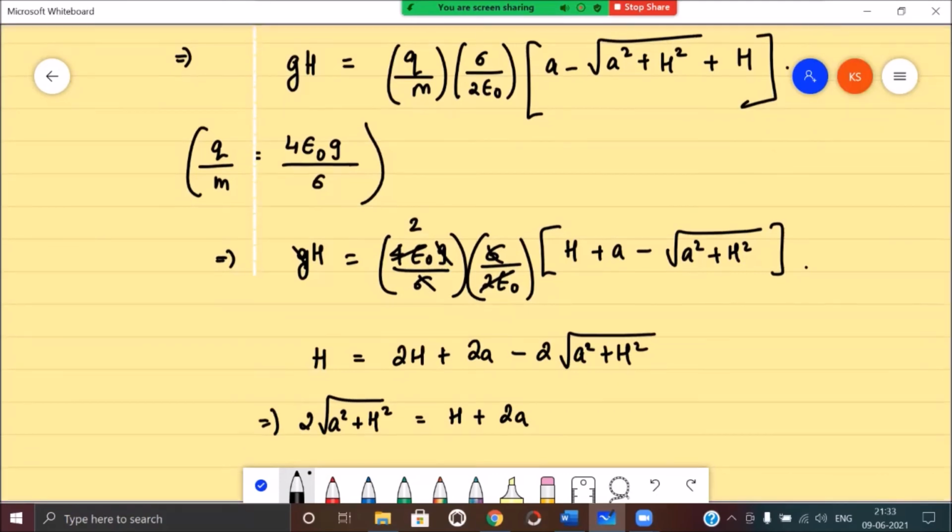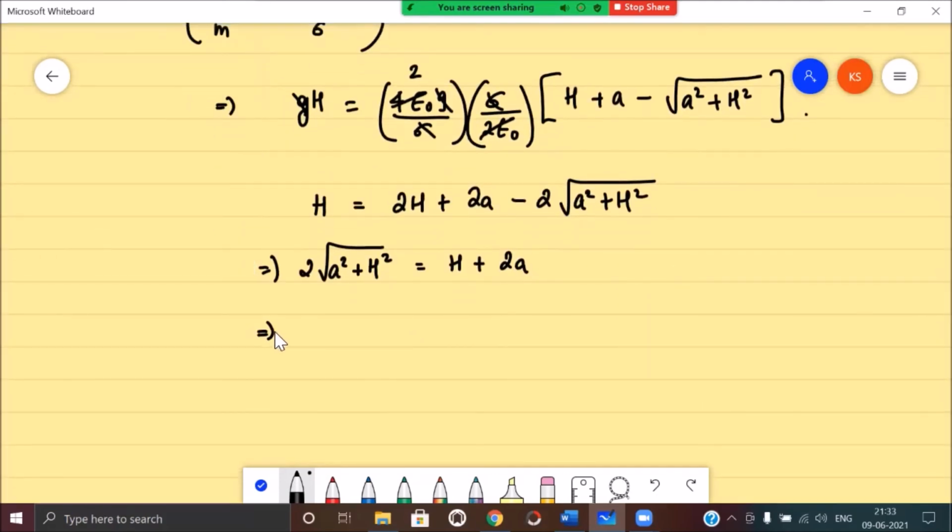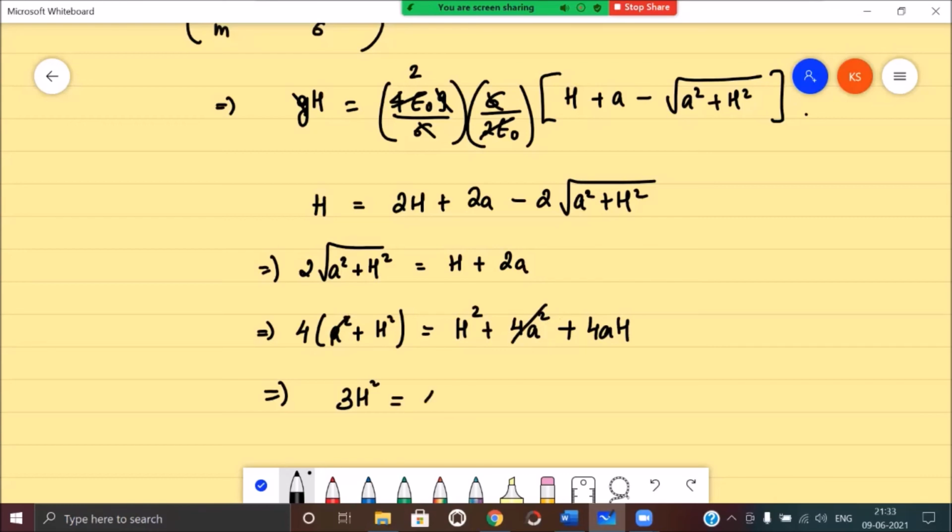And now squaring both sides, we get 4 times A squared plus h squared is equal to h squared plus 4A squared plus 4Ah. So 4A squared gets cancelled, and 4h squared with h squared will give me 3h squared. So here we have 3h squared is equal to 4Ah. So that implies 3h will be equal to 4A. So our h value over here will be equal to 4A by 3.